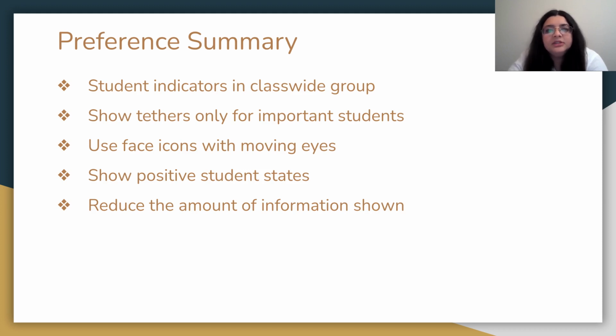Participants preferred to see all student indicators in one place and suggested we minimize the amount of information displayed to help focus on urgent students. Students should be represented by indicators displayed in a class-wide group where both indicators and tethers were shown only for important students. Face icons with moving eyes were preferred by 7 subjects as the collapsed indicators.